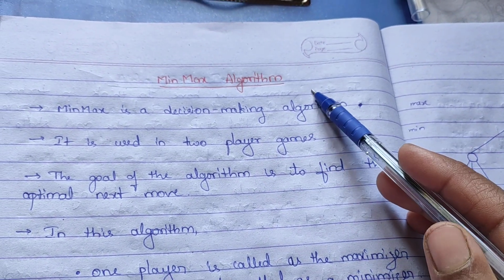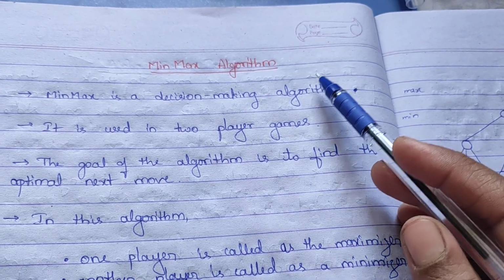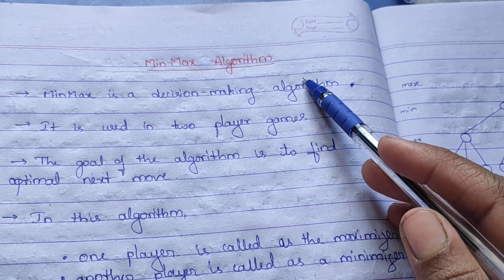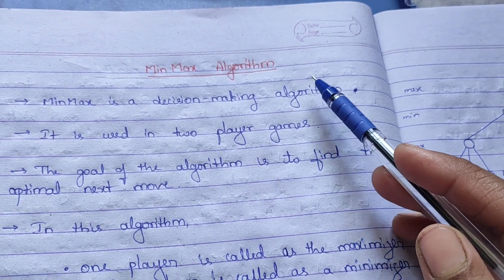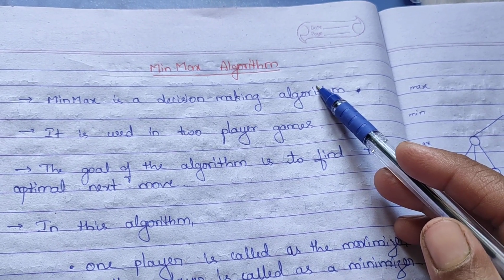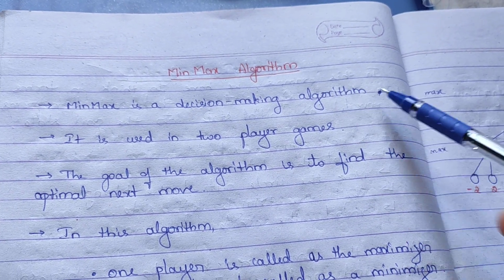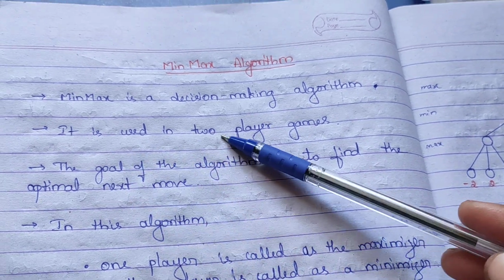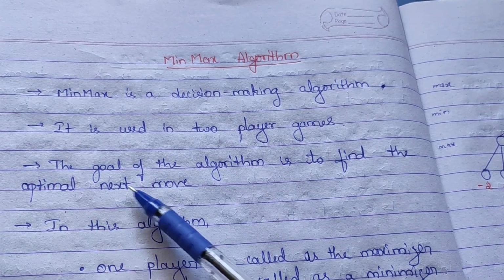Min-max algorithm is a very important and very easy algorithm. This algorithm is a decision making algorithm. Decision making is nothing but for each and every move it will make a decision. It is used in game playing, especially two-player games like chess and tic-tac-toe. Min-max is a decision-making algorithm used in two-player games. The goal of the algorithm is to find the optimal next move.